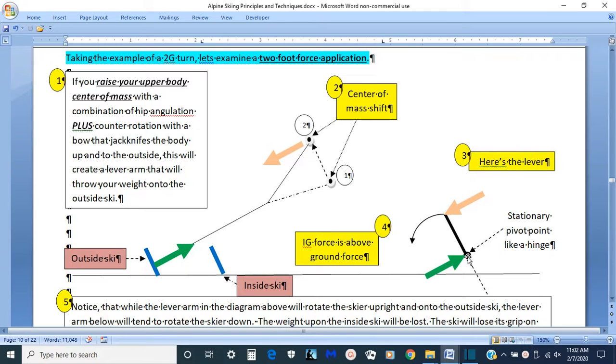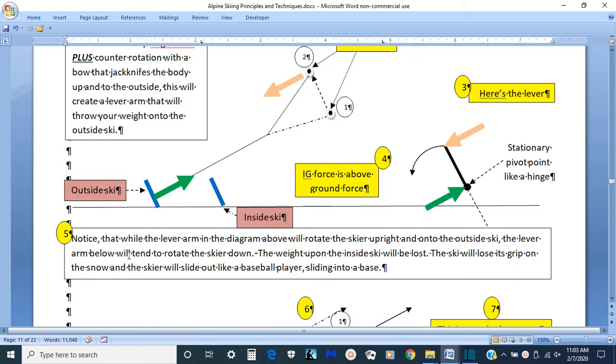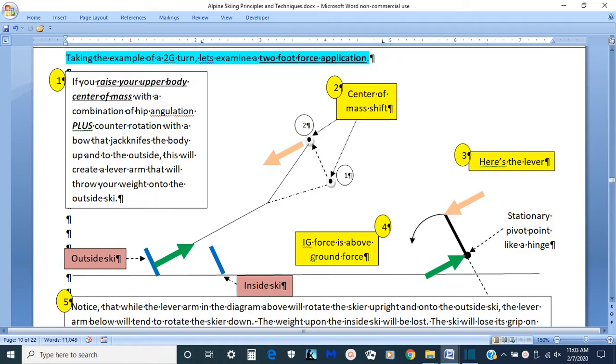And that's going to create a lever arm, where this is the stationary point. This is the ground force vector. Imagine this is like a hinge here. And the combined force of inertia and gravity is going to torque you around like this. It's going to pull you up and push your weight more onto the outside ski, lifting you off of your inside ski and onto the outside ski. And this is what holds you up. If you get on the inside edge of the inside ski, you're just going to slide out. So the inertia gravity force is above the ground force. Do you see that there? That's what you want.